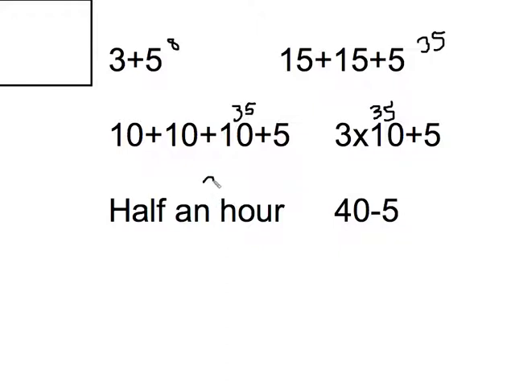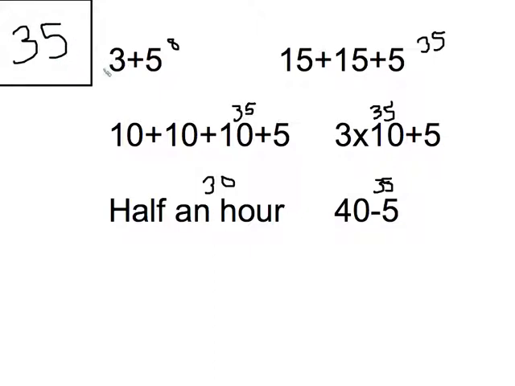Half an hour is 30 minutes. And then 40 minus 5 is 35. So you want to look for the number that happens the most often. Obviously 35 happens several times for us. So our name collection box is focusing on that number 35. We want to cross off the ones that don't equal.